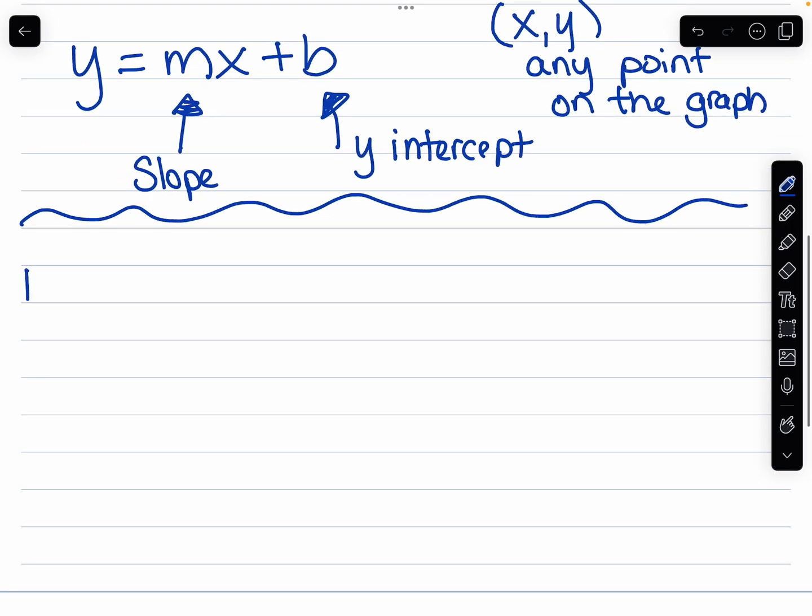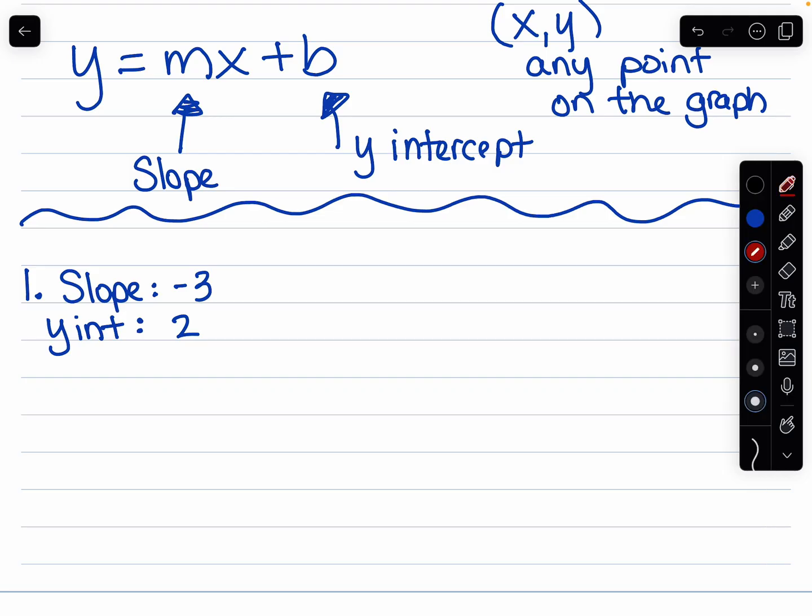So if it tells you that the slope is -3 and the y-intercept is 2, all you have to do is plug those numbers in for m and for b. So who can tell me what that equation would look like if I replace m and b with -3 and 2? Y equals -3x plus 2.